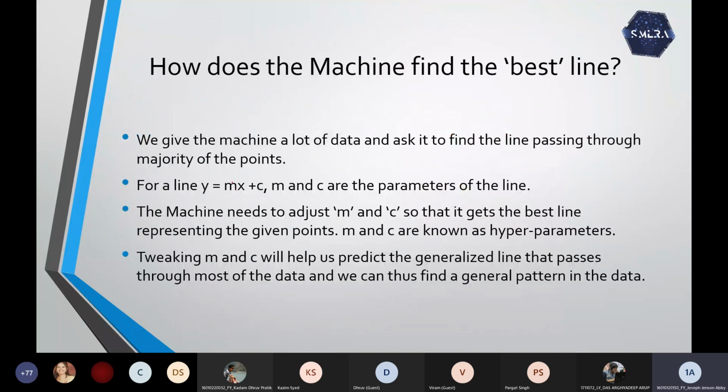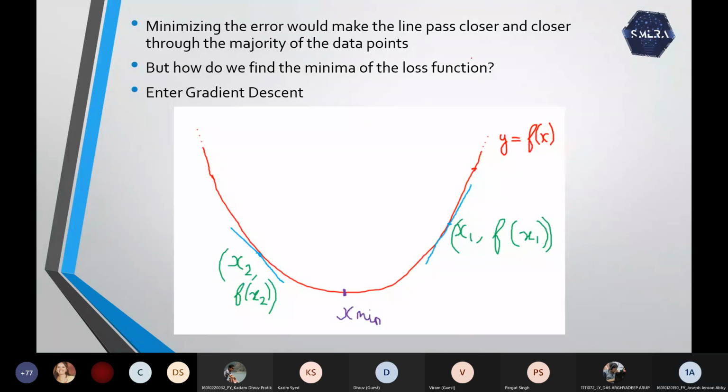Now you understood. Our job is to find the best values of m and c, so that we get the linear regression line. So instead of taking two variables, just consider y equal to f of x, a single variable, where y is a function of x. Say this is y equal to x square or any simple curve like that. Initially we take some value of x, say x equal to 3, any random value in general.